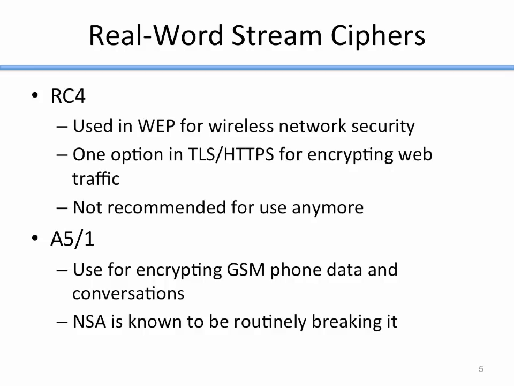Now, a problem with A5/1 is just like RC4, it has flaws in it that have been found. And thanks to the Snowden leaks recently, we actually know that the NSA routinely breaks A5/1 in order to listen in on phone conversations. So there is encryption built into your cell phone for your phone conversations, but it's not that useful because it's broken. People know how to break it.